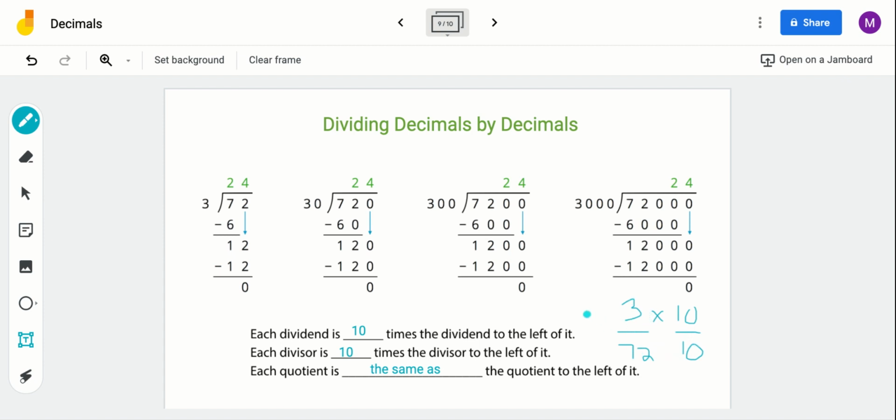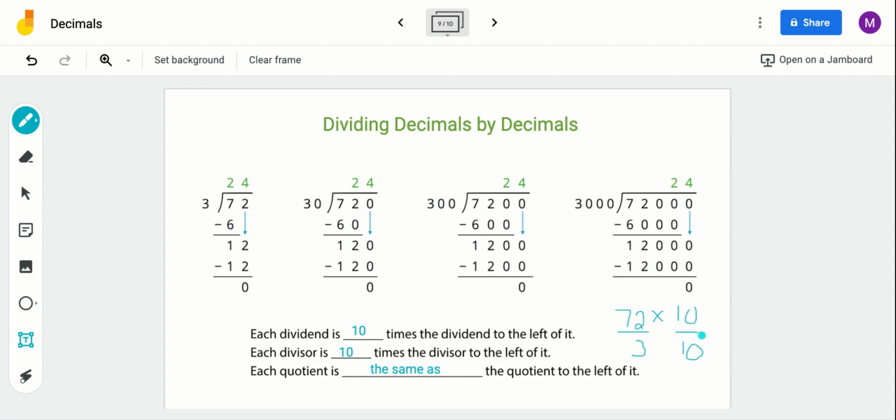And what we're doing is, oops, I wrote it the other way around. We're doing 72 divided by 3. So let me switch that around there. So our original problem is 72 divided by 3. When we move over here, it's 72 times 10 divided by 3 times 10.